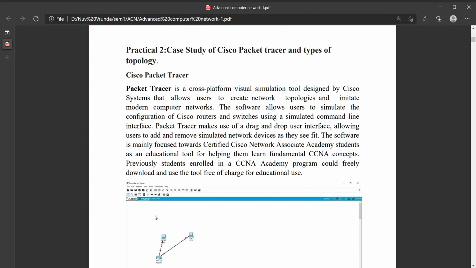The second practical is about a case study of Cisco Packet Tracer and types of topology. Here we see how many types of topology are available and the difference between all the topologies. We are not covering the practical here. We are just taking the logical part, how they differ from each other.